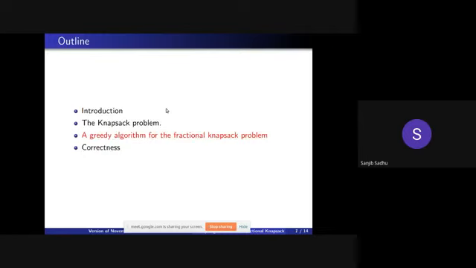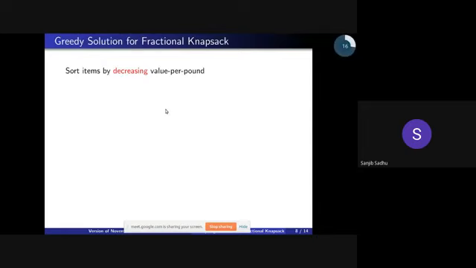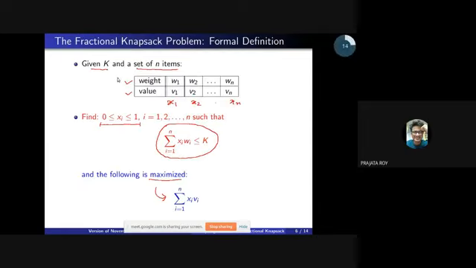Now what will be the greedy algorithm? In this case, the greedy algorithm for the knapsack problem is to sort the items. Sir, could you explain the last part once more? The last part will be just this part. Which one? Sir, the second one, the maximize one.